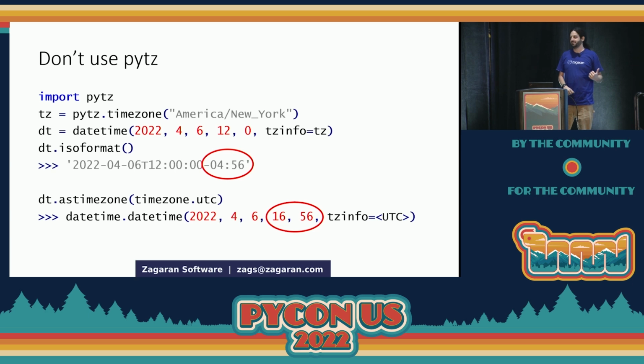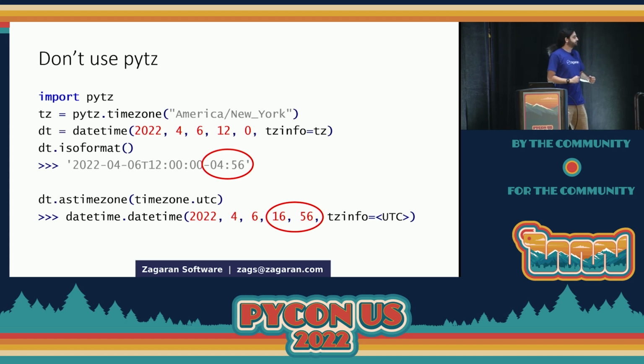Next up, don't use PyTZ. That's a really flagrant statement right there. This is not to say the entire PyTZ library is bad, but there are aspects of it that are very dangerous. PyTZ is a great library last decade. PyTZ has been around since 2004, and I really appreciate its contribution to adding datetime support to Python.